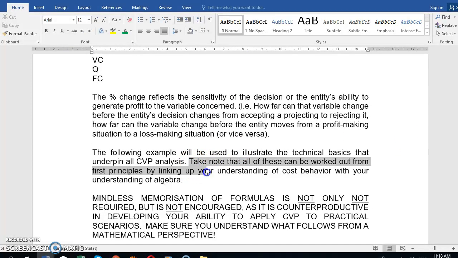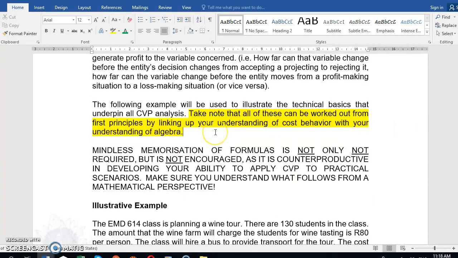We want you to take note of linking your understanding of cost behavior with the understanding of algebra, maths. And lastly, memorizing formulas is not encouraged, so we want you to apply the mathematical perspective of answering these questions.